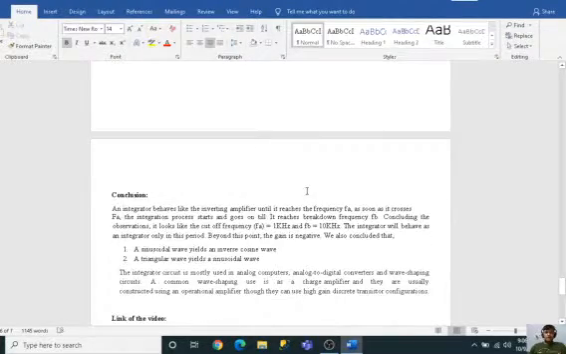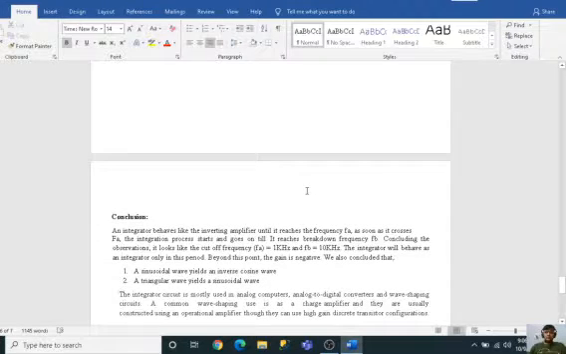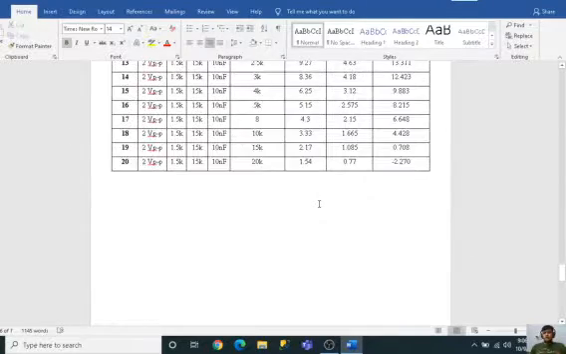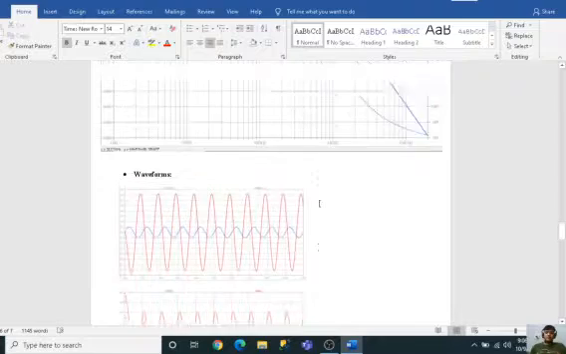And what we conclude from this is, an integrator behaves like an inverting amplifier until it reaches the frequency FA, and then it actually acts as an integrator only during that particular period. So over here we have designed it like that, and the integrator circuit which we will be designing is mostly used in analog computers or A to D converters and wave shaping circuits. A basic wave shaping circuit is nothing else than a charge amplifier, and they are constructed using an op-amp.